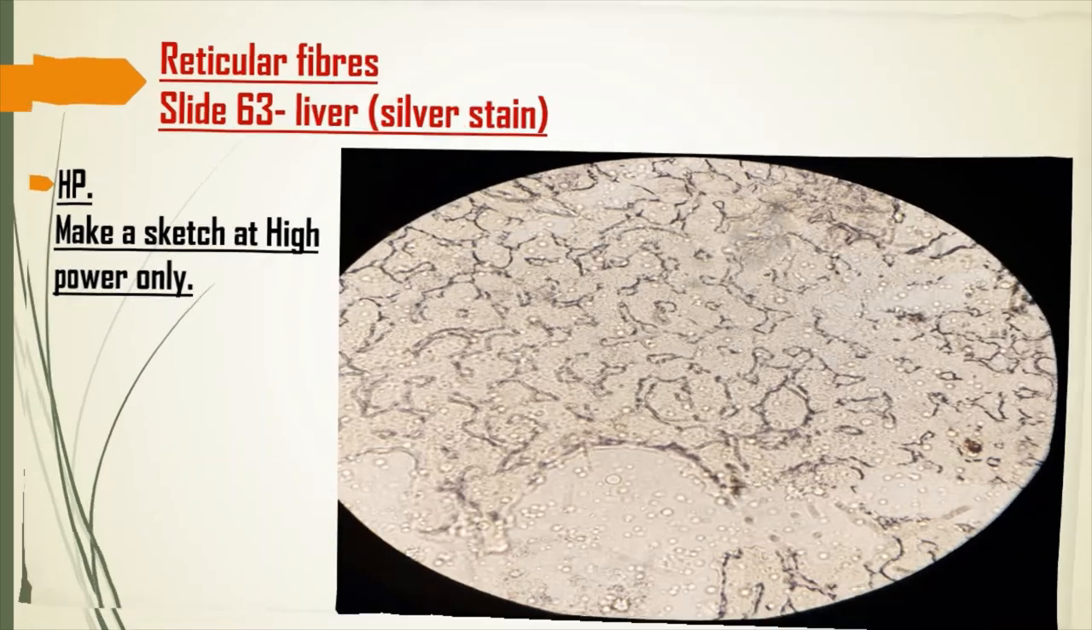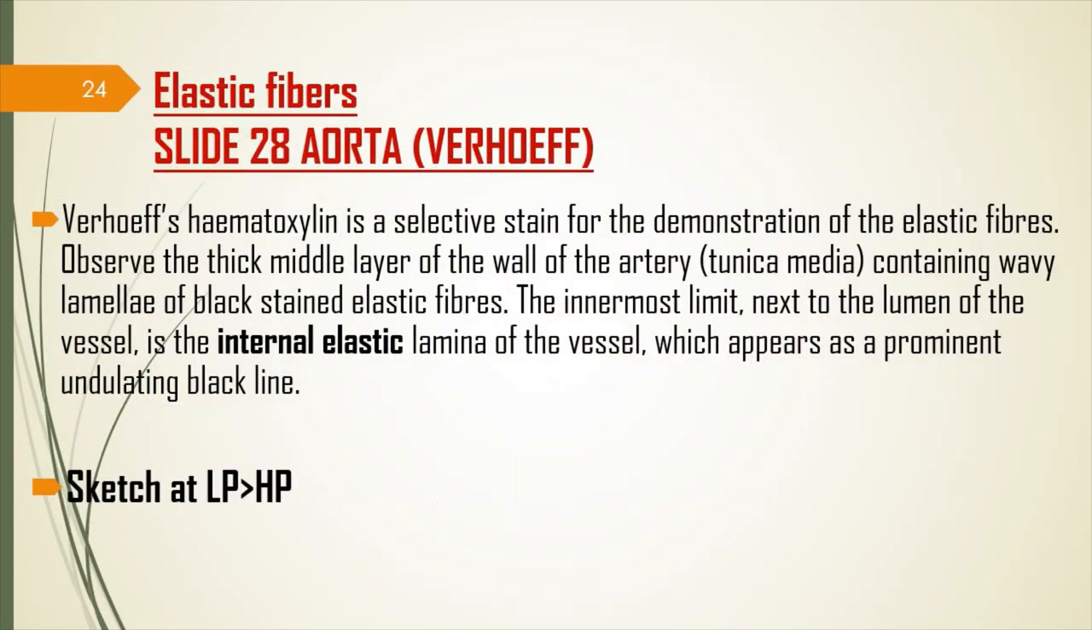Let's look at the last slide that we're going to look at today under connective tissue, which are your elastic fibers. These are going to be demonstrated using the aorta. Okay. So we use hematoxylin to stain or to demonstrate the elastic fibers in the aorta. So what we're going to do is observe the middle layer of the wall of the aorta, which is the tunica media.